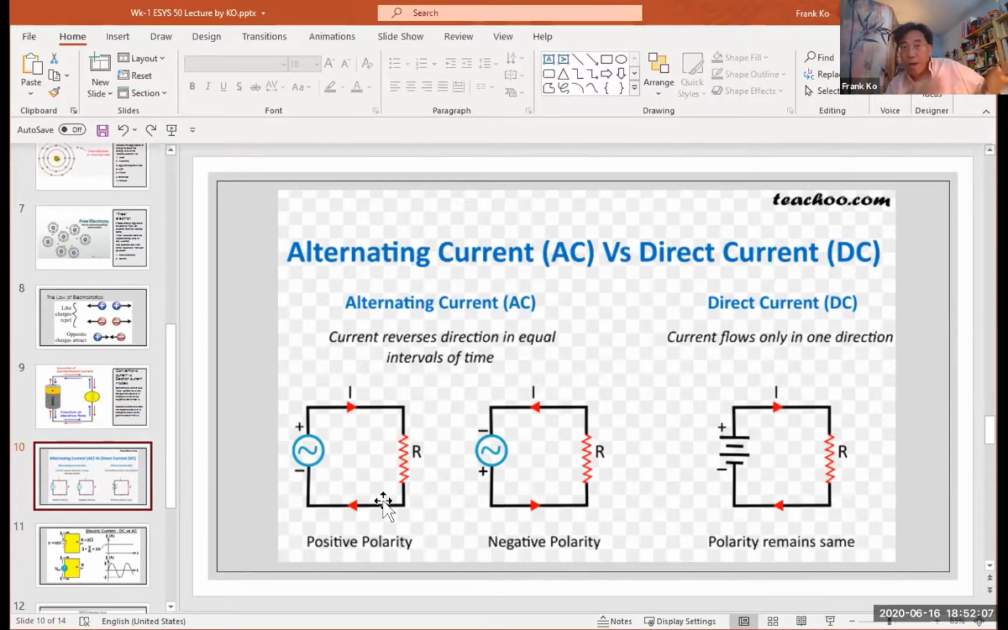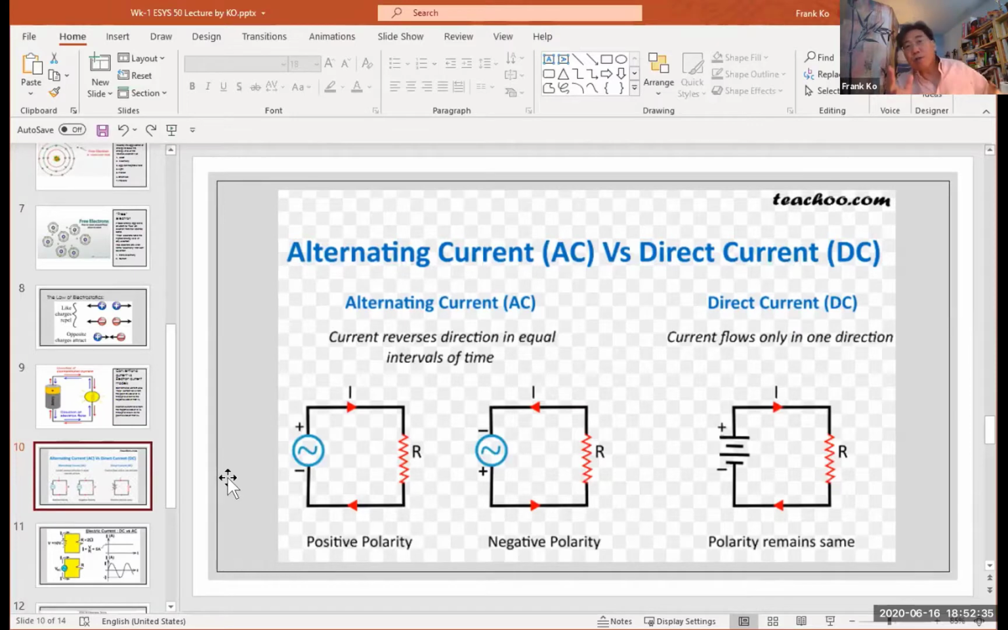Now take a look on the other side. The other side, the source is not shown with plates. The source is shown with a circle with a little wave symbol through it. And that indicates that this is an AC voltage source, an alternating current source. And what it says here, the current reverses direction in equal intervals of time. So half of the time it's positive, half of the time it's negative, depending upon where we make the measurement.